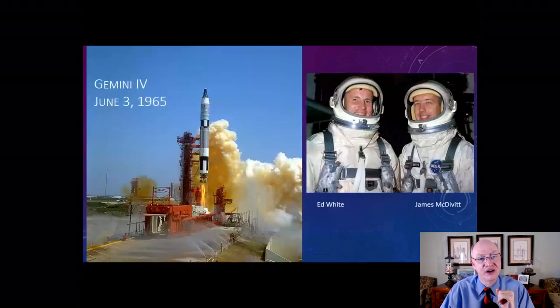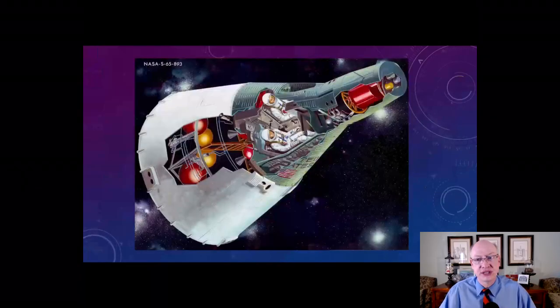So what's interesting is that Gemini 4 is remembered for Ed White's spacewalk. What it's not remembered for is the failure of the first U.S. attempted rendezvous in space. See, there was the first stage that was used to get them into orbit, and then the second stage that got them into orbit. And one of the other goals of the Gemini 4 mission was that James McDivitt, the commander of the mission, would rendezvous with the upper stage of the rocket that launched them there. So Gemini 4 attempted to rendezvous with their upper stage.